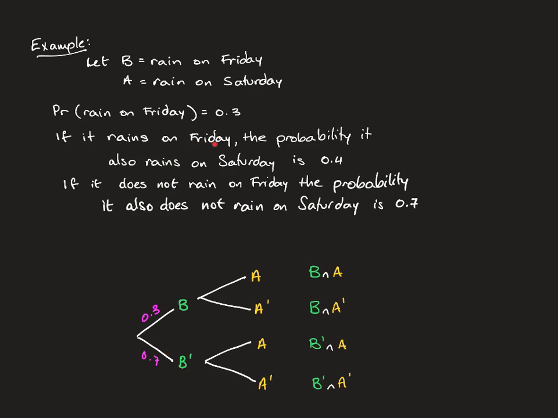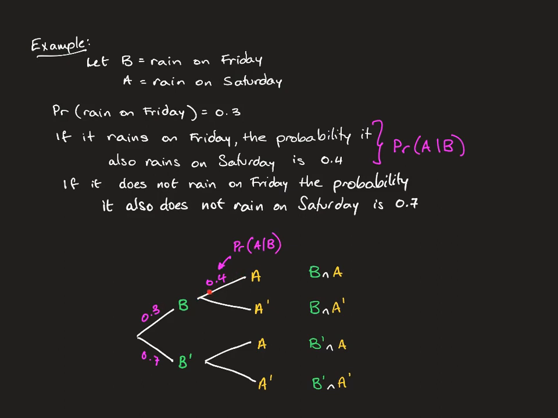If it rains on Friday, so that puts us on this branch here, the probability it also rains on Saturday is 0.4. So this branch here has to be 0.4. And this statement can be written as: given that it rained on Friday, what is the probability that it rains on Saturday? So that's our conditional probability there.